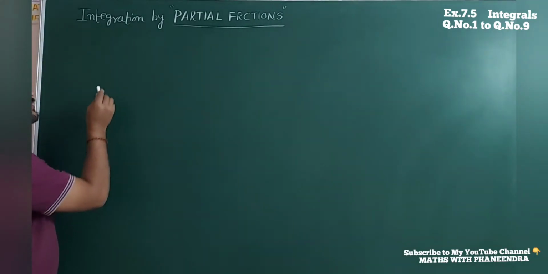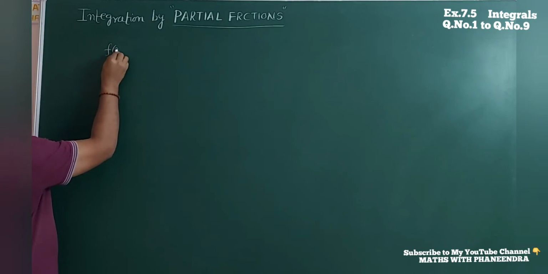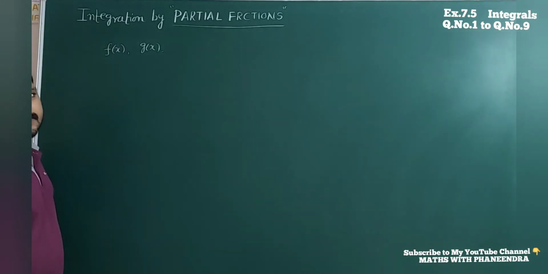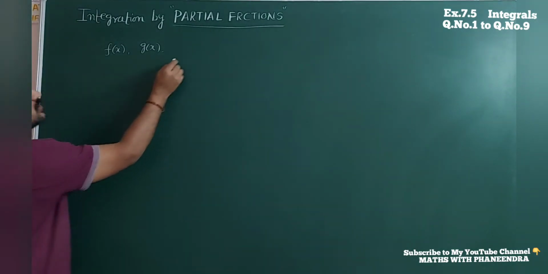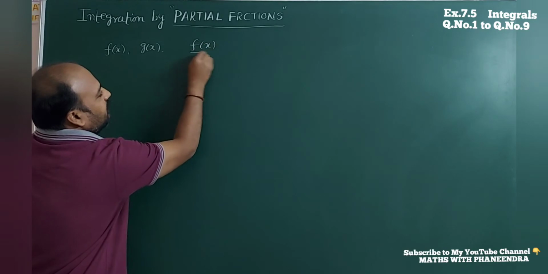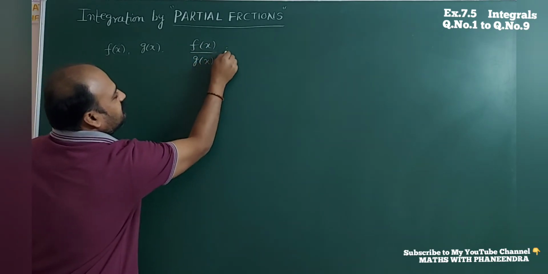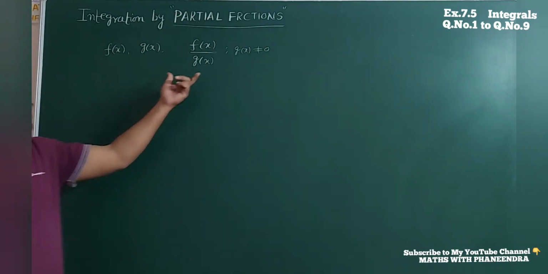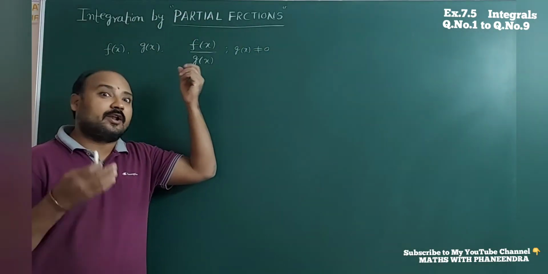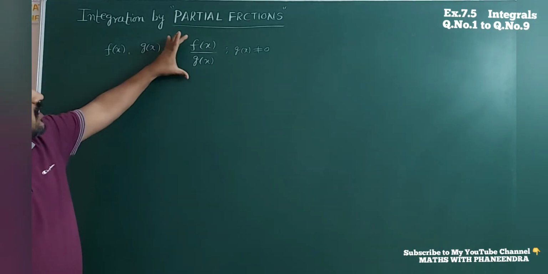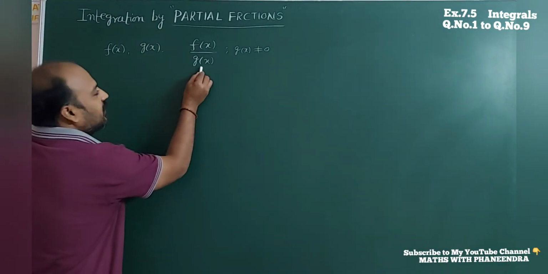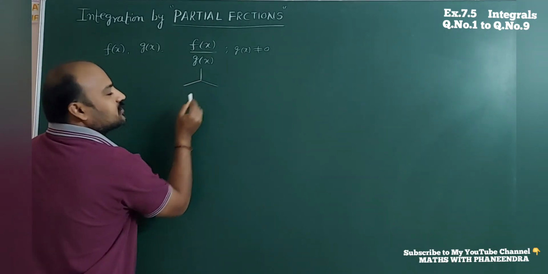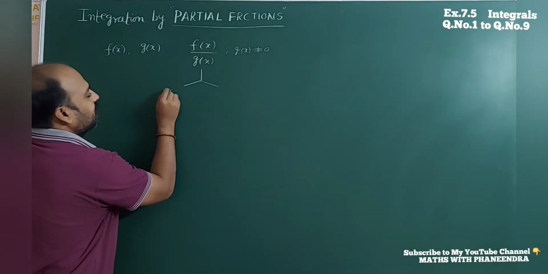The functions f of x and g of x are two functions or polynomials. F of x divided by g of x, where g of x is not equal to 0, is called a rational fraction or rational function. This rational fraction can be divided into two types, improper and proper.